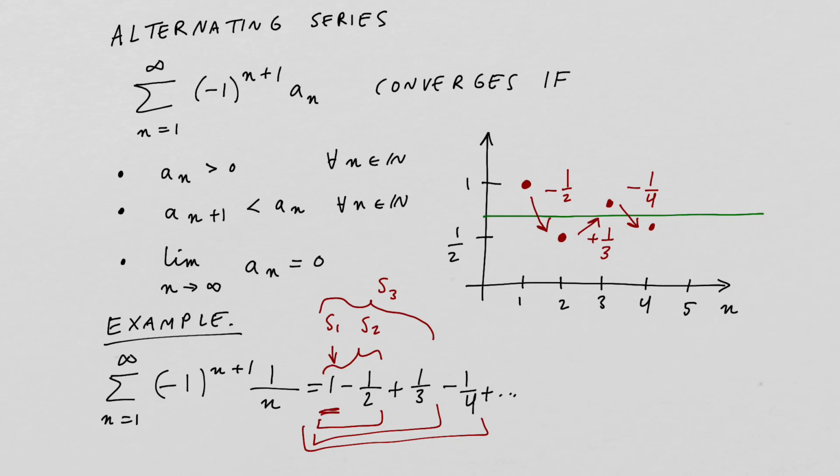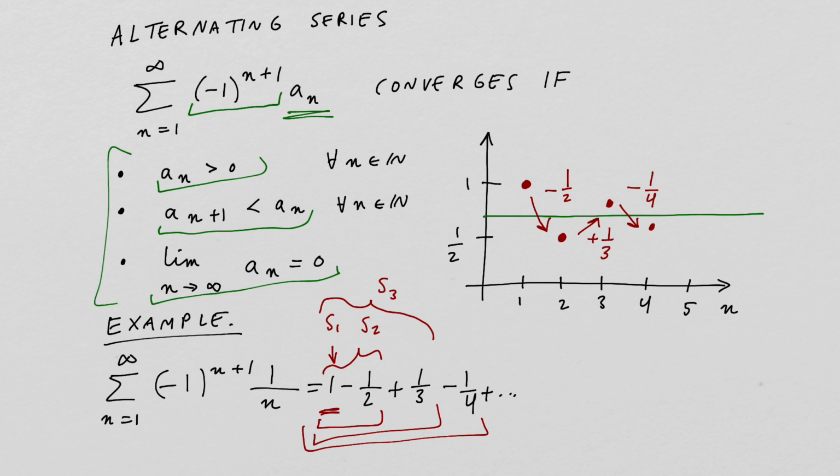Let's study alternating series. In the series we have a term (-1)^(n+1) multiplied by some factors. And these factors are all positive, they are decreasing, and their limit as n goes to infinity is 0. If we have these facts, then the alternating series will converge.